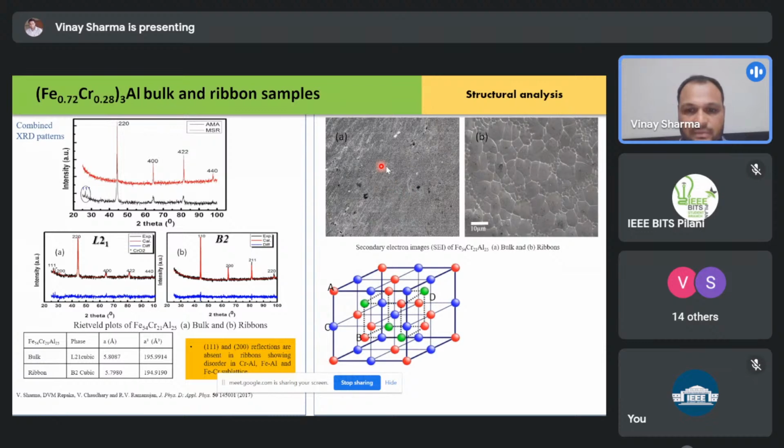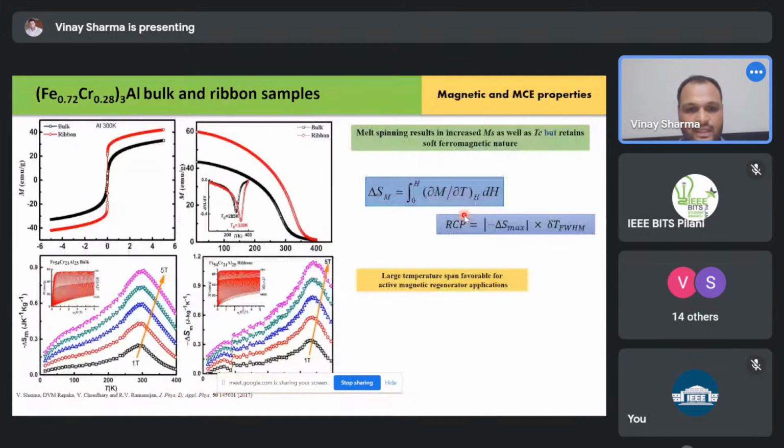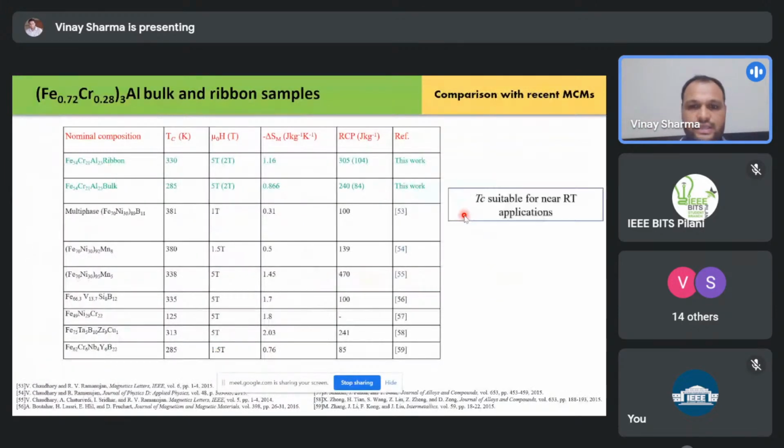You see that the bulk material is very plain, nothing over there, a planar surface. But when I make ribbons out of it, it becomes something like this, very super cool. And this has a drastic impact on the properties. We'll see how the properties are changing. So you see here, I see a very good enhancement in the properties.